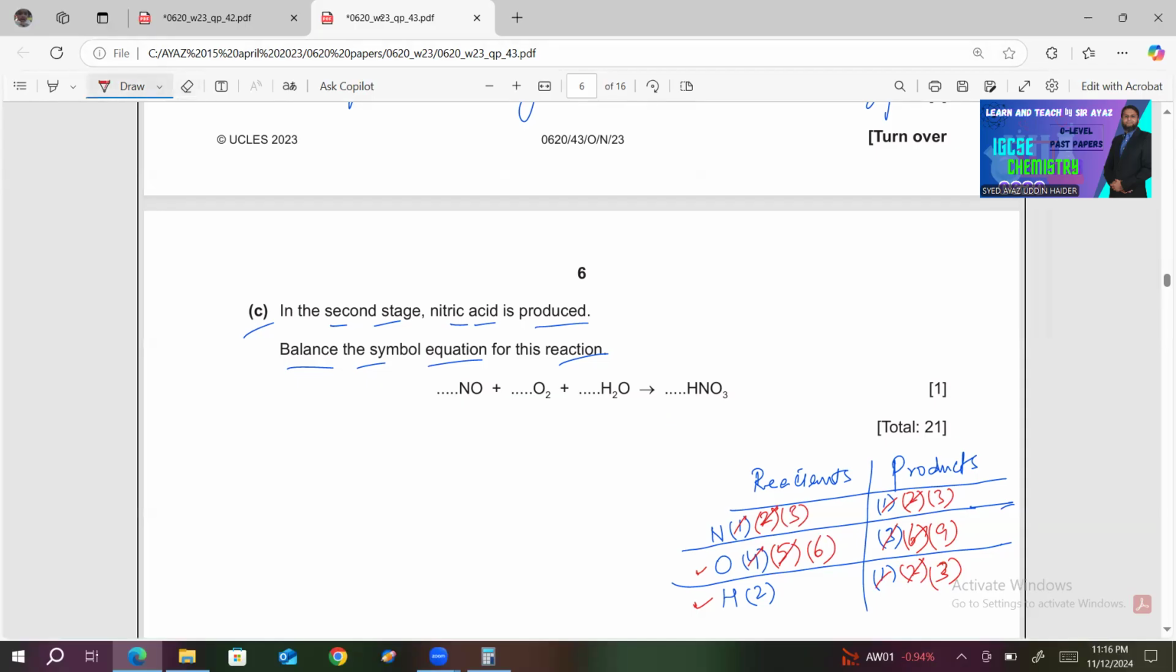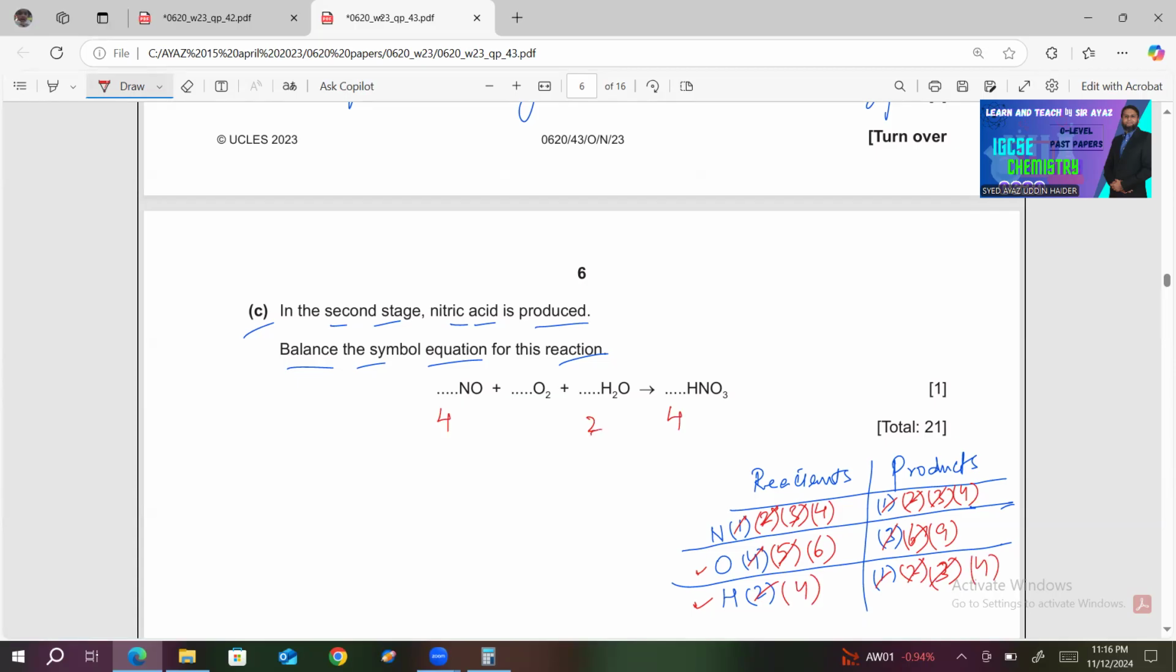Let's try 4. If I place 4 before NO2 and 4 before HNO3, N becomes 4 on both sides. What about oxygen? 4 plus 2 plus 1, 4, 5, 6, 7. And on the product side, 4 threes are 12. Leave oxygen for now. Check hydrogen. If I place 2 before H2O, hydrogen is balanced: 4 on the reactant side, 4 on the product side. Yes, hydrogen is balanced. Now we need to balance oxygen.